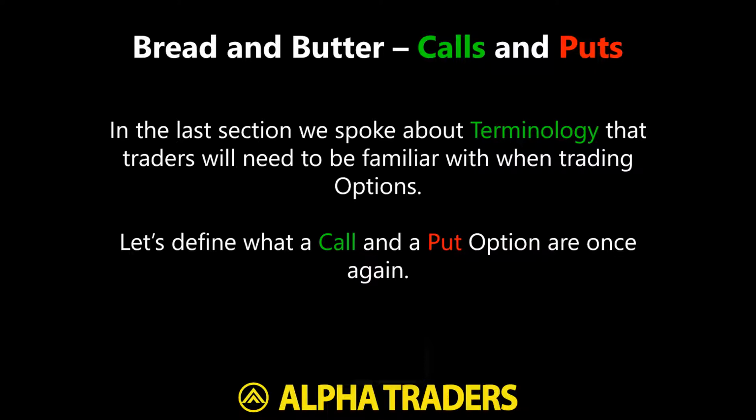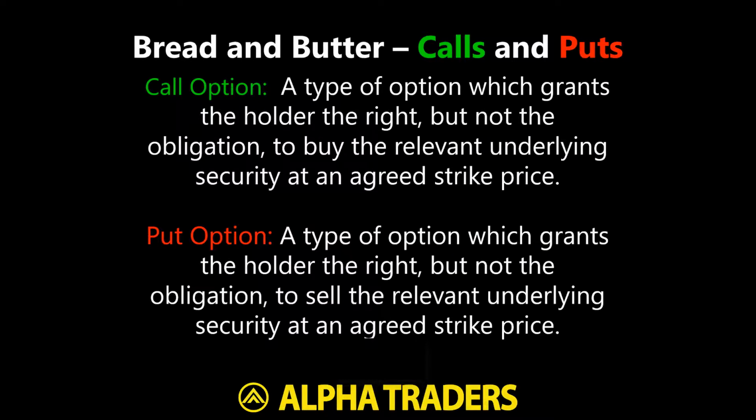So now let's go over and redefine what calls and puts are so that you are fresh and you know exactly what it is. So a call option is a type of option which grants the holder the right, but not the obligation, to buy the relevant underlying security at an agreed strike price. And a put option is the same thing, except it's for the sell. So a type of option which grants the holder the right, but not the obligation, to sell the relevant underlying stock or security at an agreed strike price.